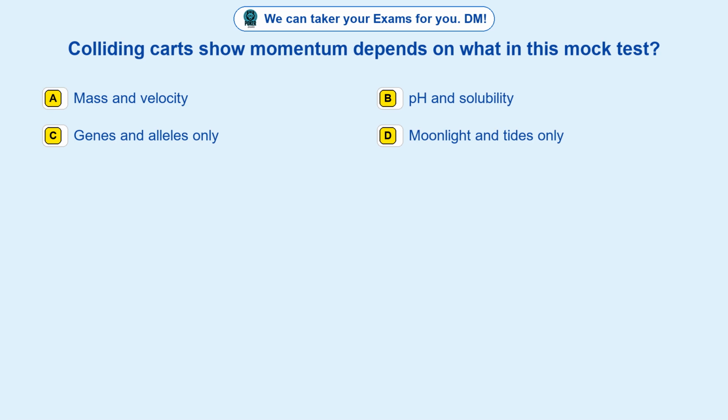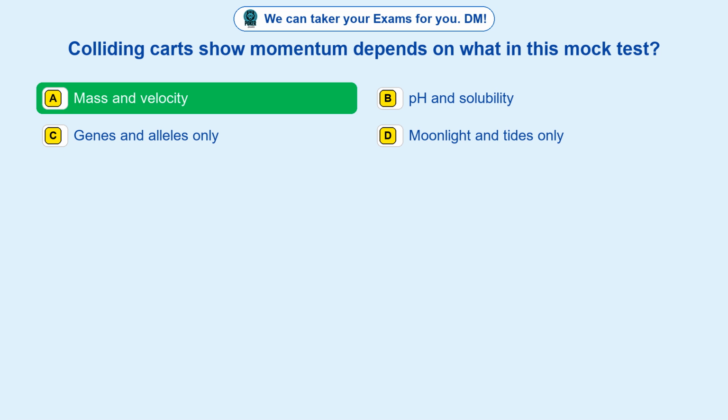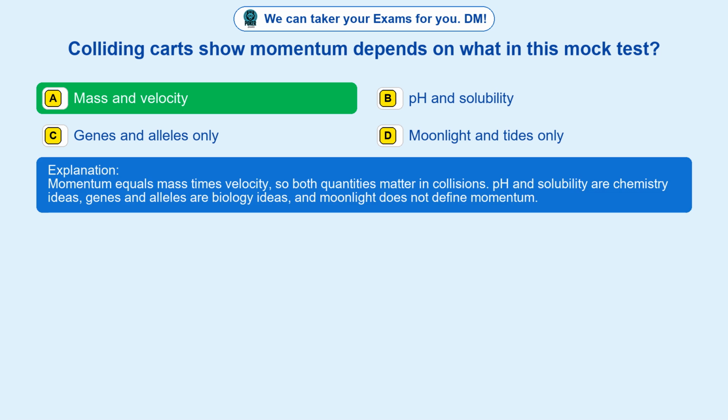Question 62. Colliding carts show momentum depends on what in this mock test? Option A, mass and velocity. Option B, pH and solubility. Option C, genes and alleles only. Option D, moonlight and tides only. The correct answer is option A, mass and velocity. Momentum equals mass times velocity, so both quantities matter in collisions.